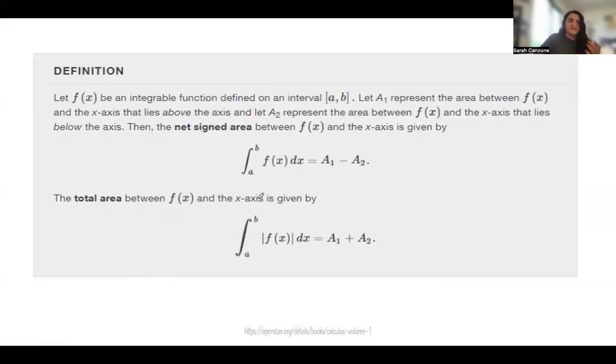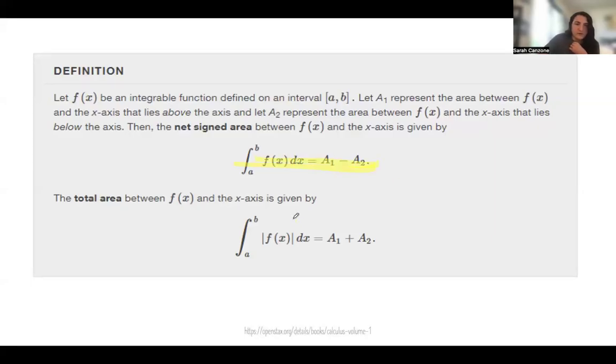What about if you consider the idea of total area? Well, total area is taking the negative area, but saying there's no such thing as negative area, maybe. Let's consider that to be positive. We want to take the area of the positive and the area of the negative, consider it to be positive, and add those things together. So net area, the integral from A to B, is A1 minus A2.